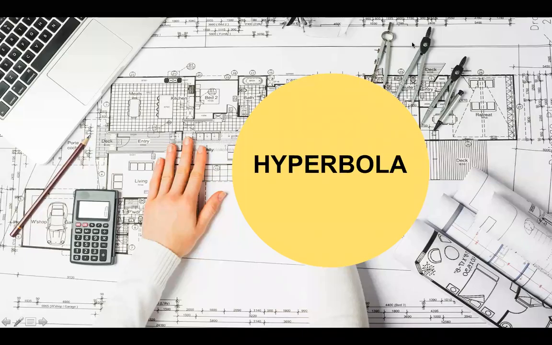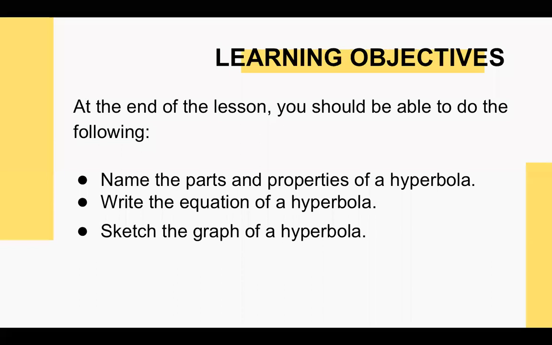Good day everyone. For today's video discussion, we'll continue the part 4 of the conic section, which is hyperbola. And I hope at the end of the lesson, you should be able to do the following. First, name the parts and properties of a hyperbola. Second, write the equation of a hyperbola. And third, sketch the graph of a hyperbola.